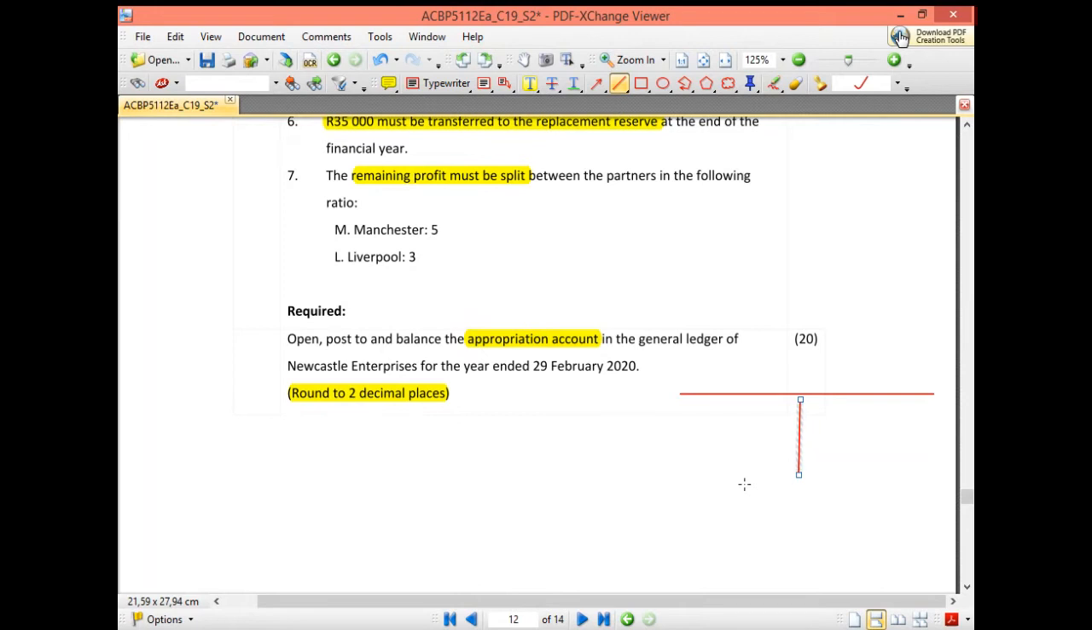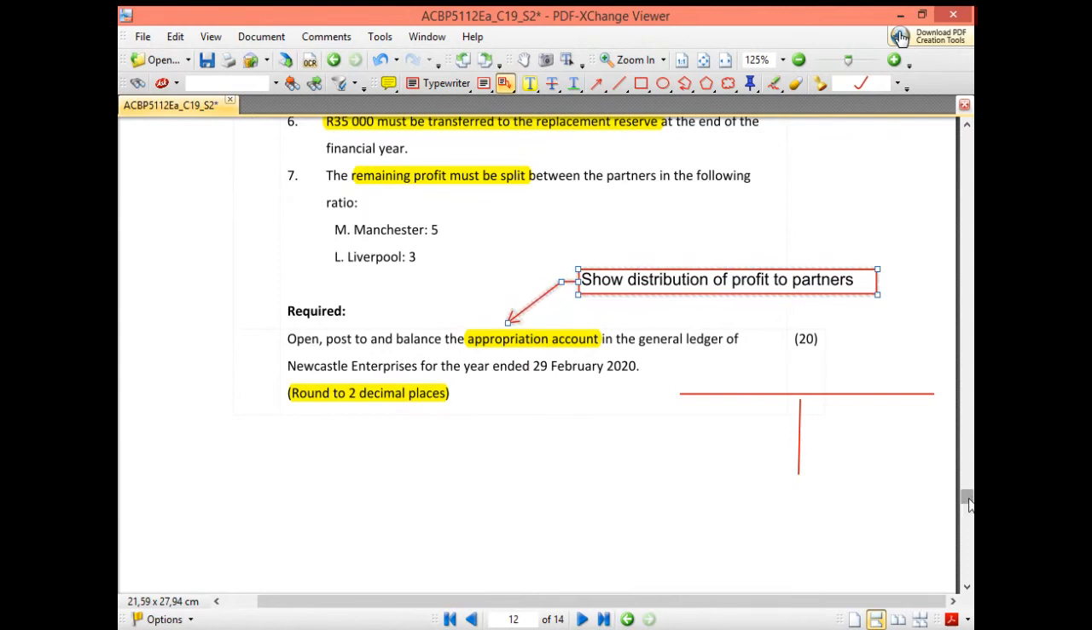Okay, now your appropriation account for a partnership specifically is where we show the distribution of the profit to your partners. So that is what we are doing. We are showing the profit that is distributed to our partners specifically by using the initial profit and loss and then adjusting it for partnership specific expenses or income, and then work out how much would go to each partner.